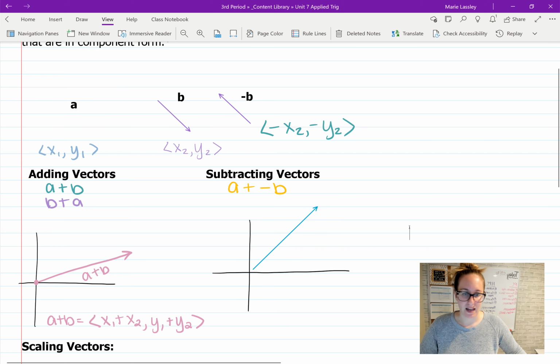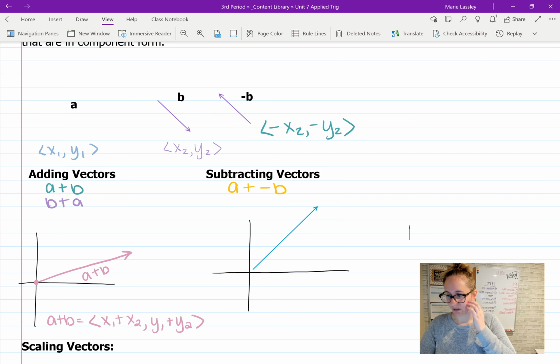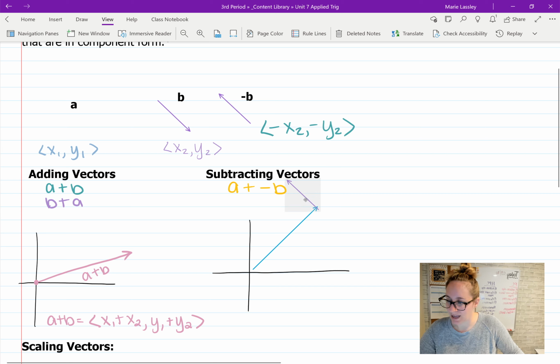I don't know why it doesn't want to go exactly at 0, 0. It's giving me a hard time. And then we're going to take, instead of positive B, we're subtracting. So we're going to take negative B. And I'm going to move all of this. Nope, it doesn't want to.